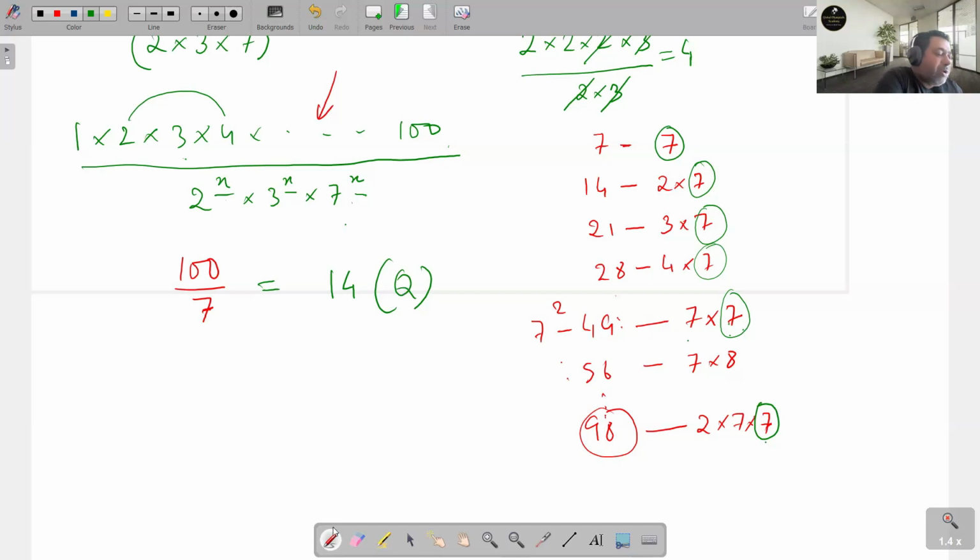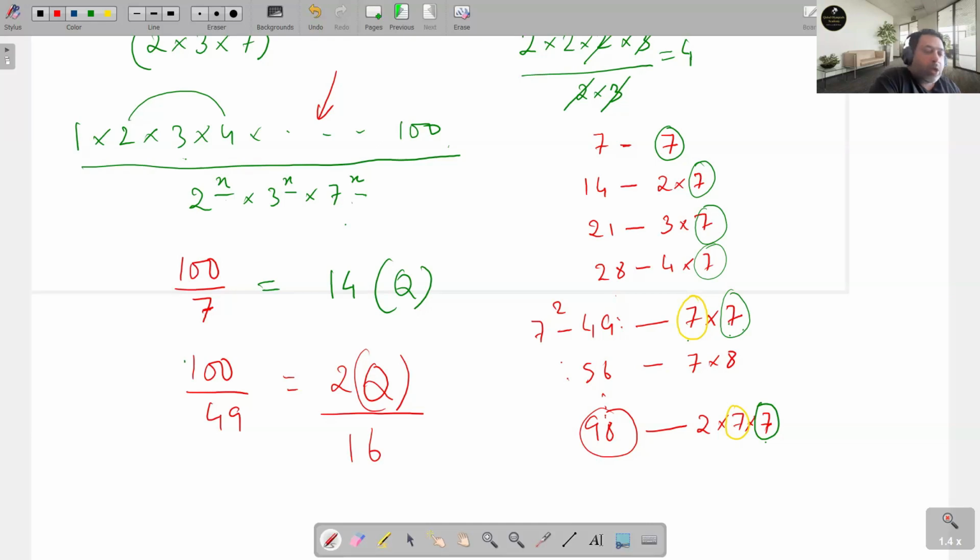All right. Now, if we look at the 49's, to count the second 7's, which is in 49 and 98, what we need to do again is to divide 100 here by 49, and the quotient is 2, correct? All right. So overall, the total number of 7's which will appear here will be 16.